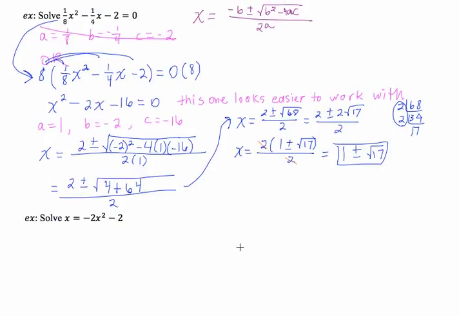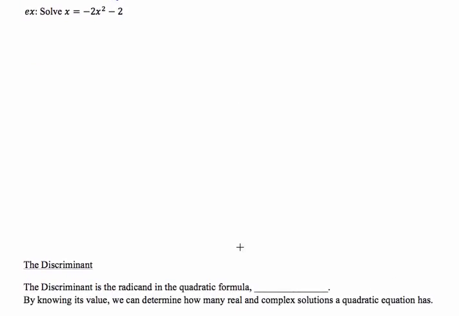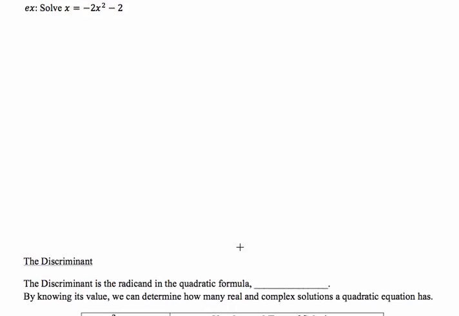Alright, let's do another one for practice. Solve x equals -2x squared minus 2. Okay, try this on your own first. Now the mistake that most students will make on this is they'll forget to set it equal to 0. But it's a quadratic equation, so you have to set it equal to 0 first.